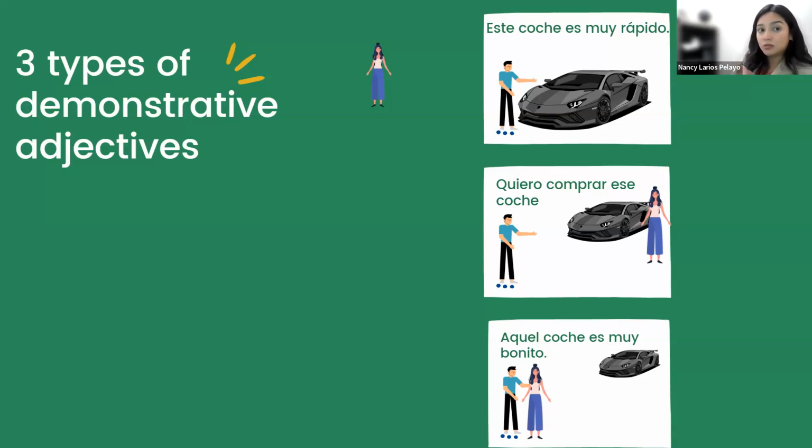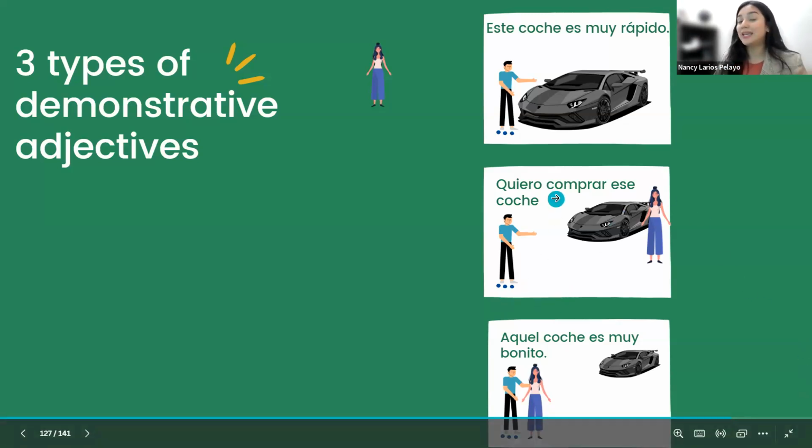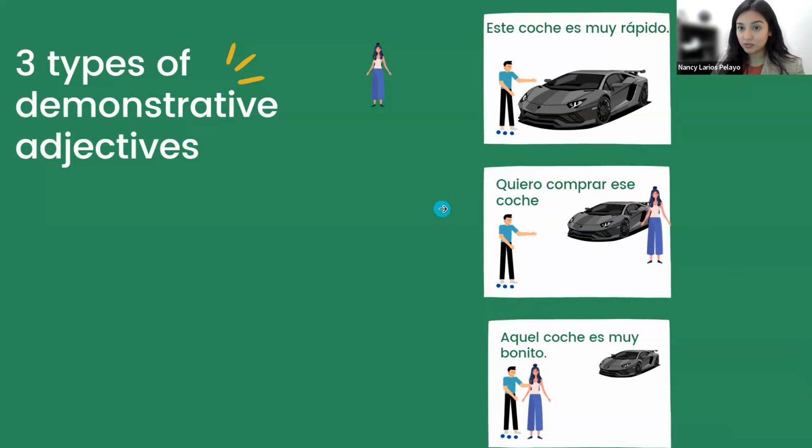The listener, who's also down here, somewhere down here, is also far away from the cloud. Aquella nube. Mira aquella nube. Look at that cloud. Mira aquella nube. Right? And so, 3 different ways. And these are only the masculine versions.